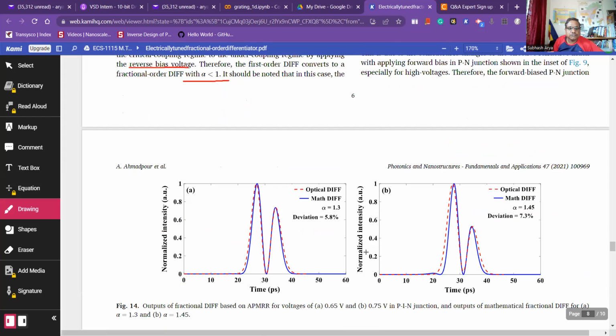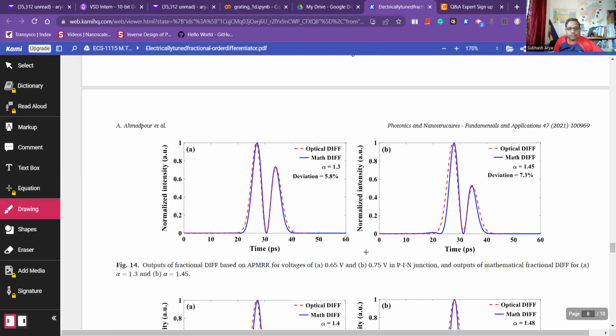So that was figure 13. And now figure 14: output of a fractional differentiator based on APMRR for voltages of 0.65 volt. This is for 0.6 volt, this is for 0.75 volt in the PIN junction, and the output of the mathematical function is for alpha 1.3 and 1.45. So this is PIN.